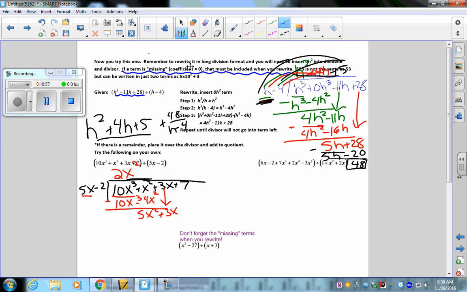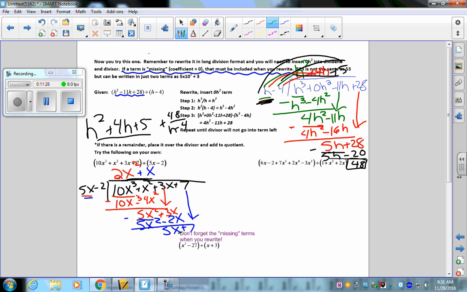Repeat. Divide. 5x squared divided by 5x leaves me with x. Multiply. 5x squared minus 2x, sorry. Subtract, they cancel. 3 minus a negative 2 is a positive 5x. Bring down.